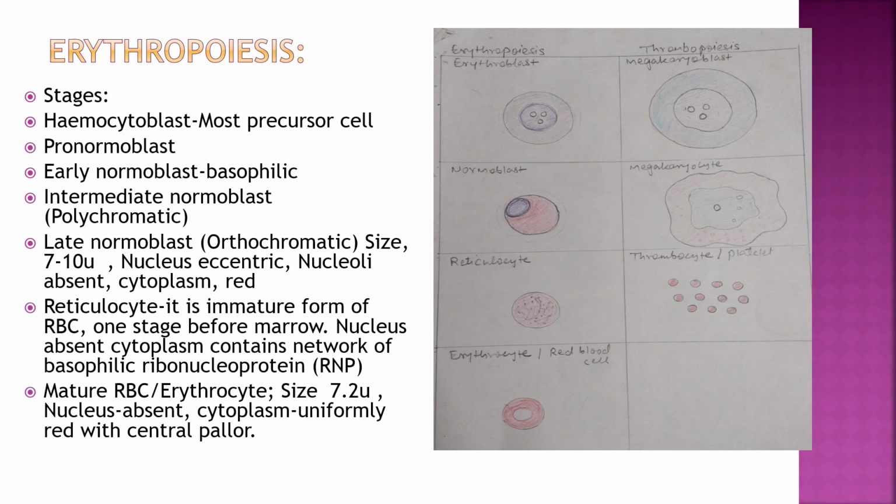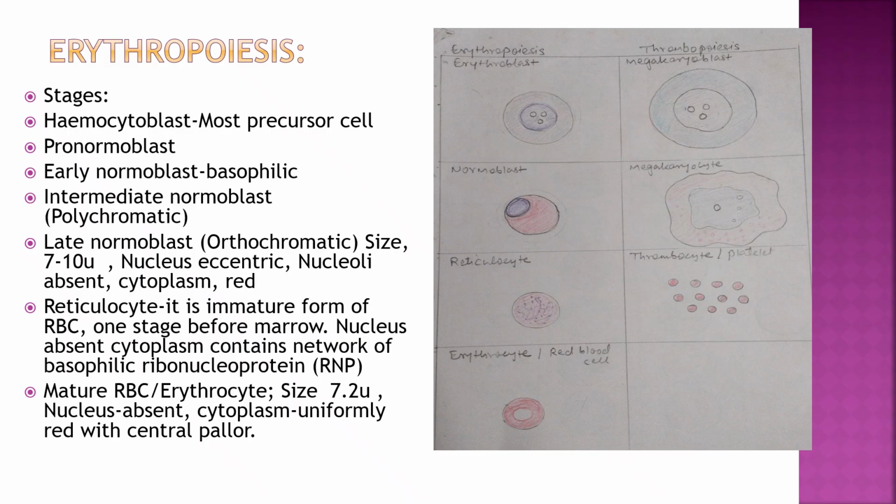So erythropoiesis takes place usually in bone marrow. First cell is hemocytoblast. So this is the most primitive precursor cell. It is the largest in size, a round cell with nucleoli, bluish purple color cytoplasm, and nucleoli present in the nucleus. Then it develops into the pronormoblast, then early normoblast.